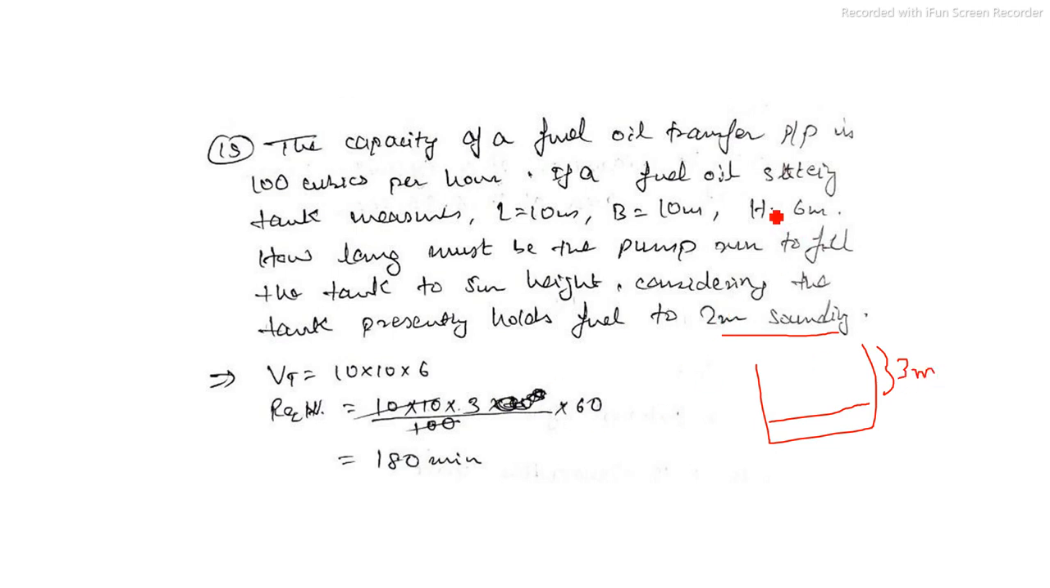So the height is given here as 6 meter, but we have to fill the tank up to 5 meter height, and it is previously filled up to 2 meter. So we just have to fill 3 meter more. So our effective height will be 3 meter. We can find the volume, and by the capacity we can find the required time.